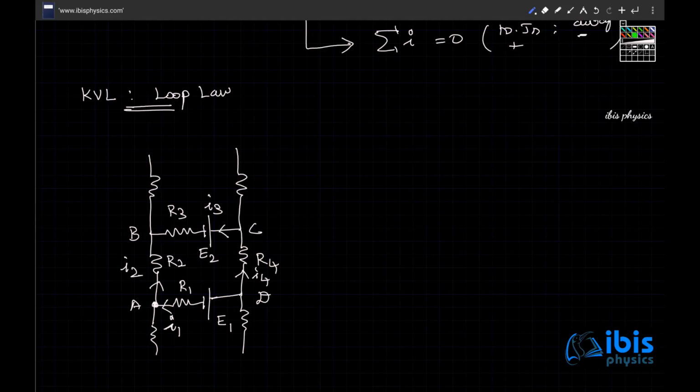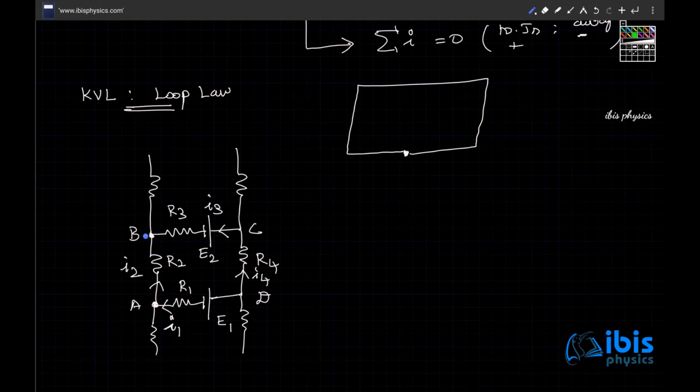According to Kirchhoff's loop law, we can apply it if you start from B and go to C, D, A and then come back to B, you are coming back to the same point. Suppose an object starts from here, goes this side and goes here and then goes here, and then if it comes back to the same point, the net displacement is 0.